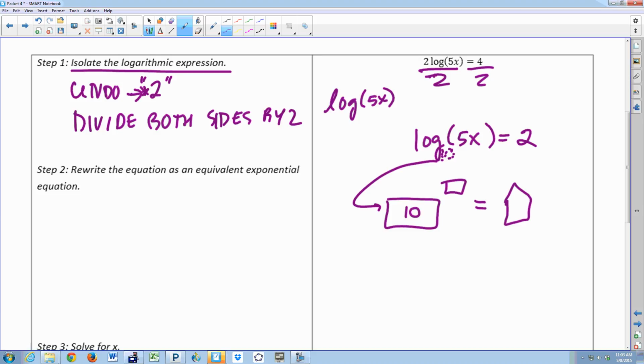Anytime a log is written without a number here, it's understood to be 10. We call that the common log. Okay, so one third of the way home now.